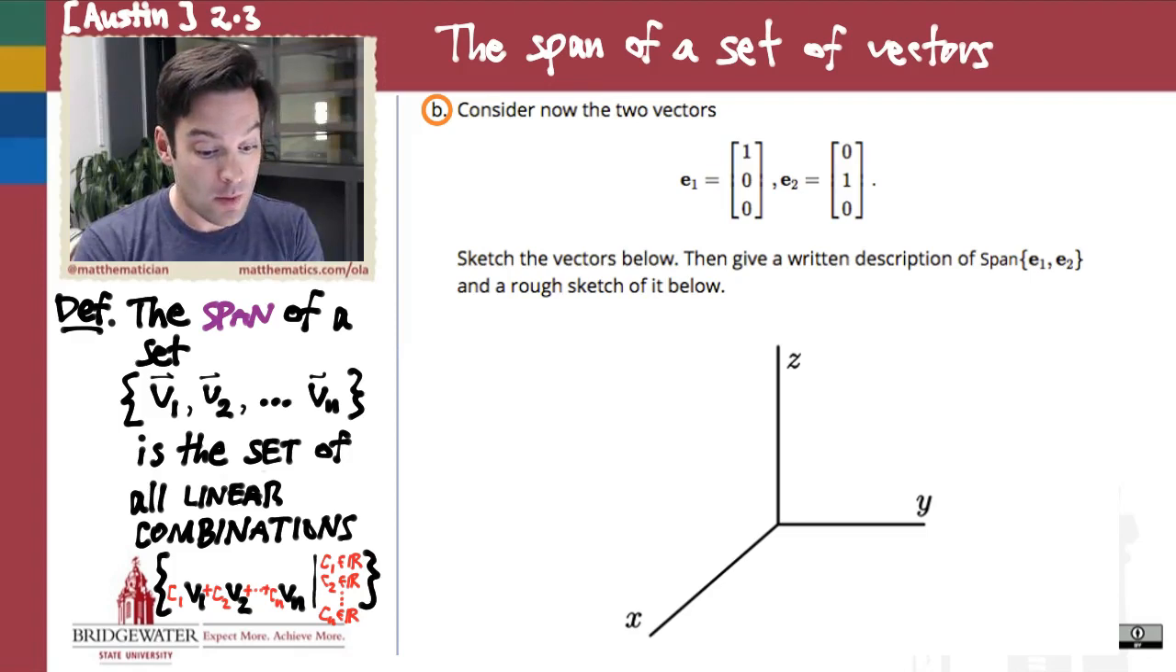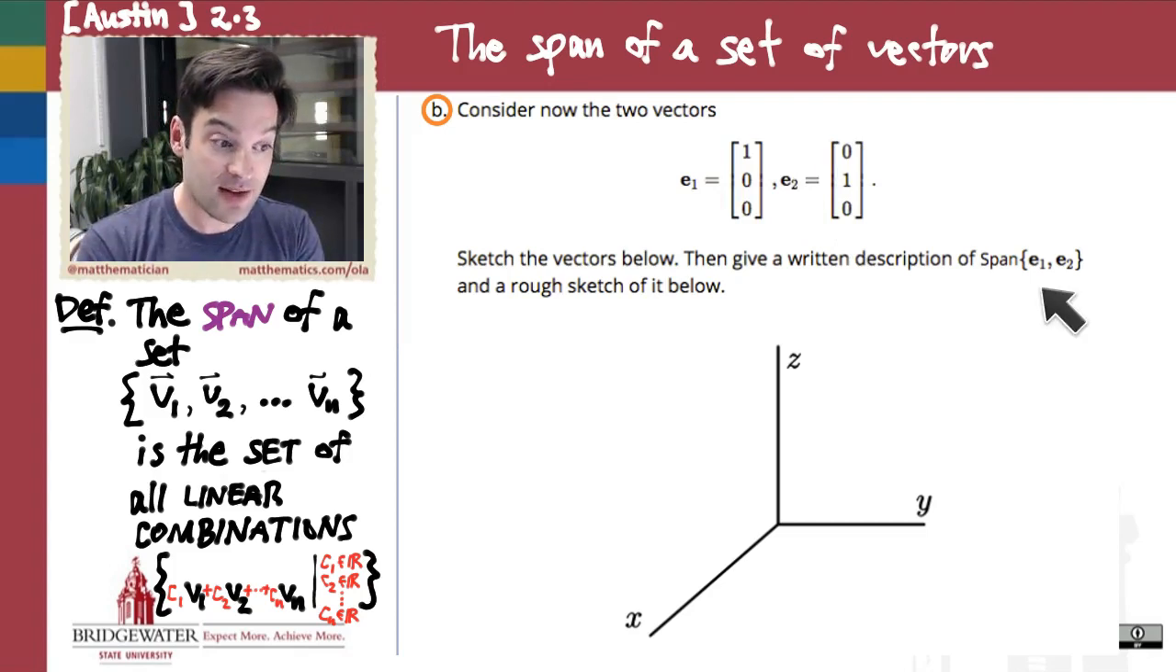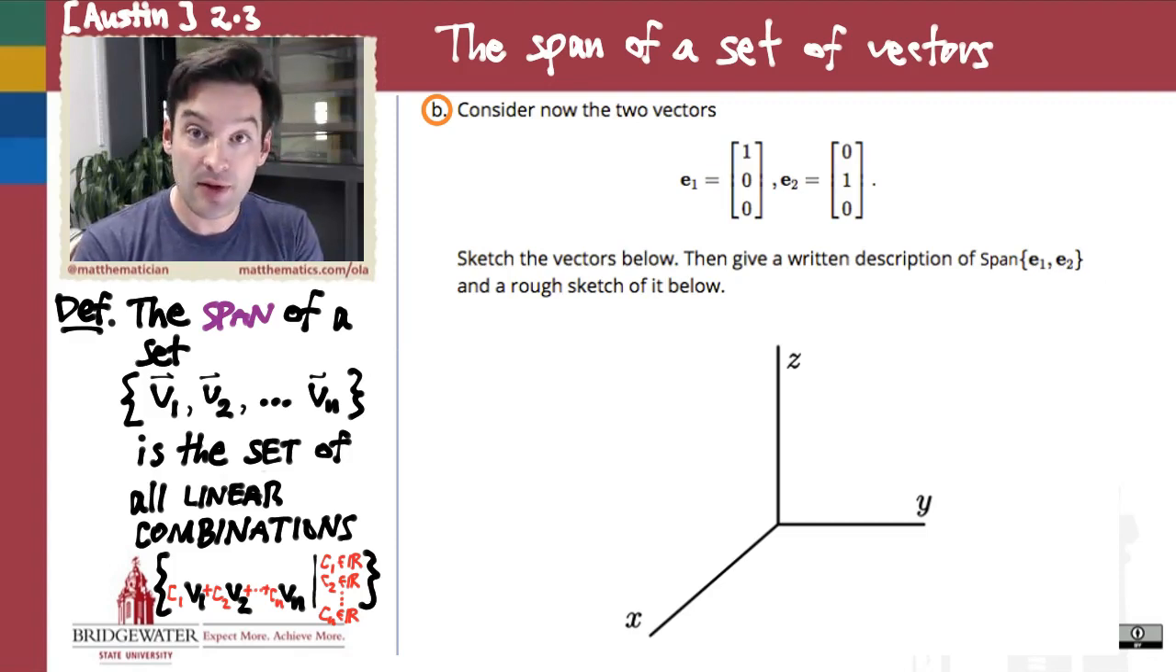In part B, we're going to look at the two vectors (1, 0, 0), which we call e1, and (0, 1, 0), which we call e2, and ask the same question: how do we describe what the span of the set consisting of those two vectors looks like, and what does that look like inside of xyz space in a sketch?